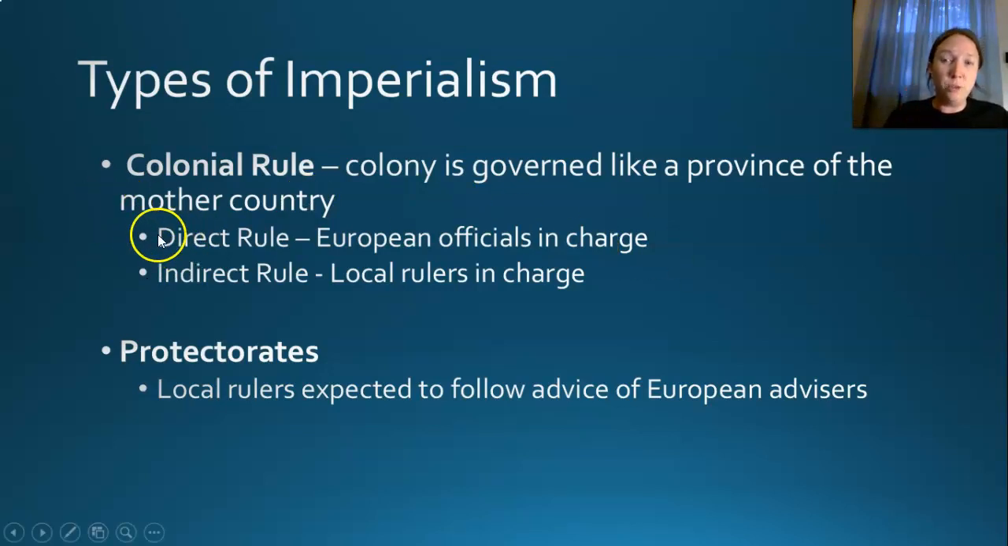And so one example of direct rule, as I said, is when the British were ruling over the American colonies. An example of indirect rule is when the Dutch were ruling over the East Indies or the islands of Indonesia. Those were local rulers who answered to the Dutch. And then there are protectorates, and these are lands where the local rulers were allowed to rule, but were expected to follow the advice and policies of the European power. There's no gray area about it. The United States still has several of these, including places like Puerto Rico and Guam.